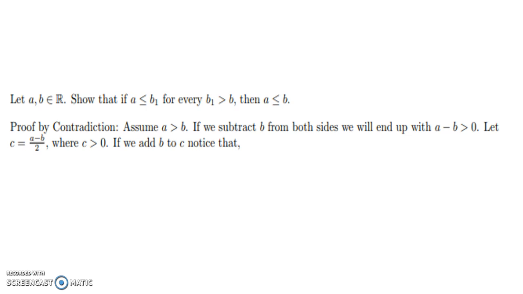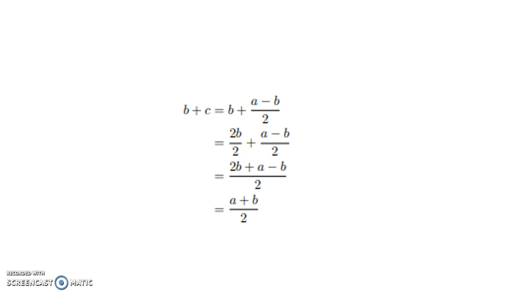From here, we can take half this interval and get C equals (A minus B) all over 2. And we can see that C is greater than 0. Next, we're going to add B to C. So when we add B plus C and we get our common denominator, we end up with (A plus B) all over 2. This is essentially the midpoint of A and B. We also know that C is greater than B, since C is greater than 0.